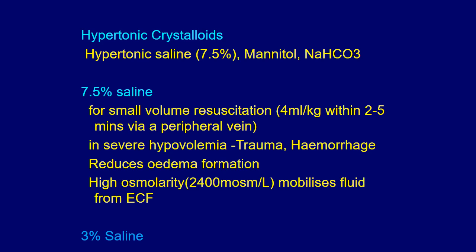Because this is so concentrated, this will draw water from the interstitial compartment into the intravascular compartment. So you give a small volume of hypertonic saline into the intravascular compartment, it will draw water from the interstitial fluid. So it is useful in severe hypovolemia, like in trauma or hemorrhage. It will reduce the edema formation. The opposite of what happens with 5% dextrose will happen here. So it has a very high osmolality, 2400 milliosmoles per liter, so it can mobilize fluid from extracellular fluid or interstitial fluid into the intravascular compartment.